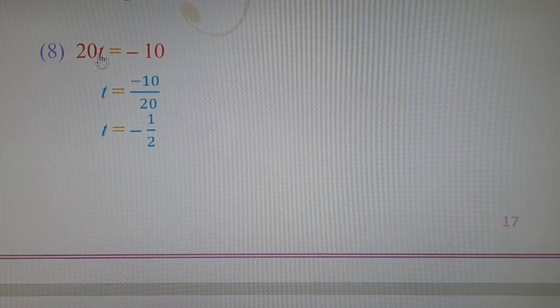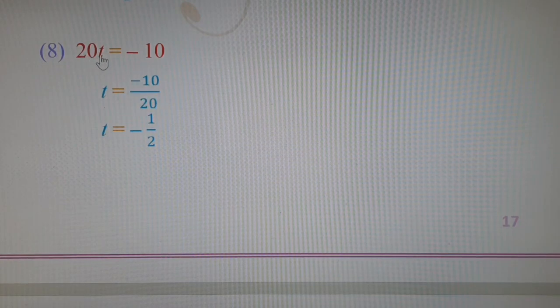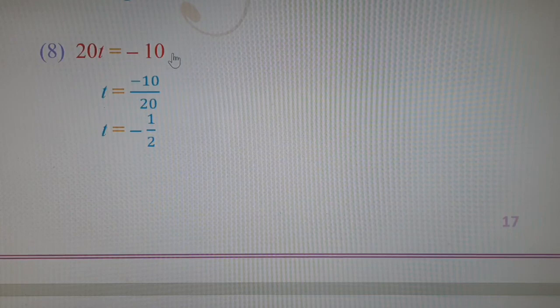When there is no mathematical function between a number and an alphabet, we assume it to be the multiplication function. So here 20 is multiplied with t, and when 20 is transferred from left hand side to right hand side, it will become divide 20, because we are using the transpose rule. In the transpose rule, we use the opposite rule. Multiply 20 will become divide 20, or upon 20.